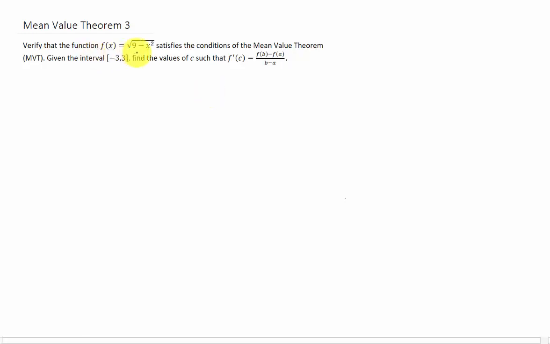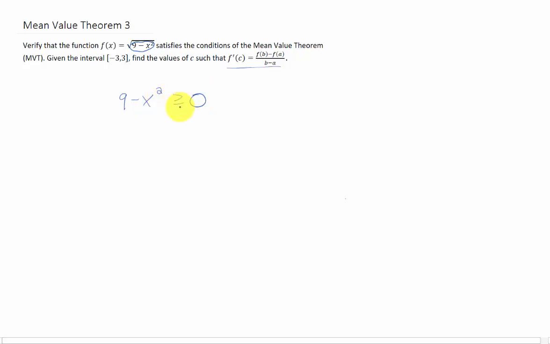We want to verify that the function satisfies the conditions of the mean value theorem on the interval -3 to 3, and we want to find values of c such that the conclusion of the mean value theorem is satisfied. So again, we have to take a close look at this function because we'll notice that we have this thing under a square root. And we know that anything under a square root has to be greater than or equal to 0. No negatives under square roots.